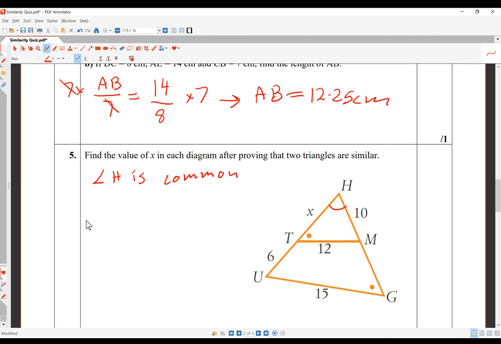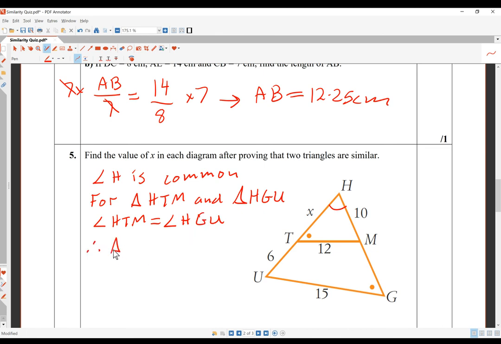Okay, now we can say for triangle HTM and the big triangle, which is HGU, okay, we can say that angle HTM is equal to angle HGU.